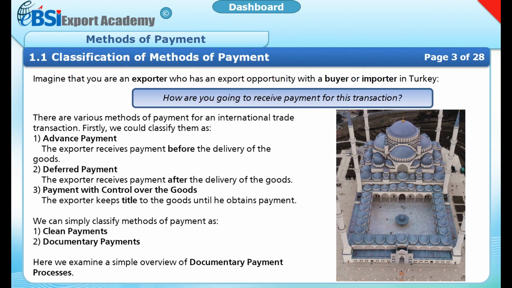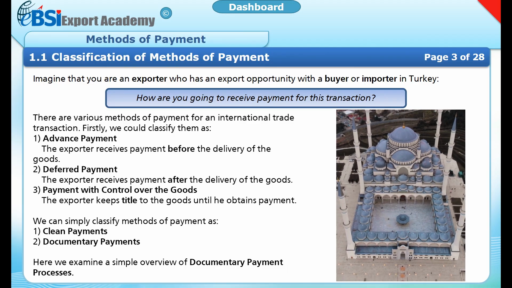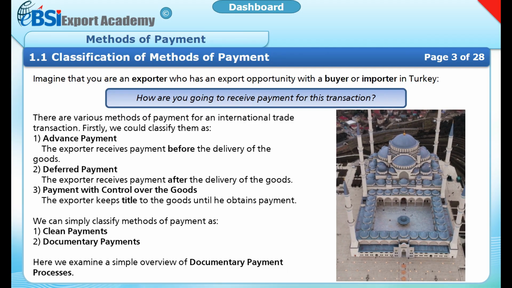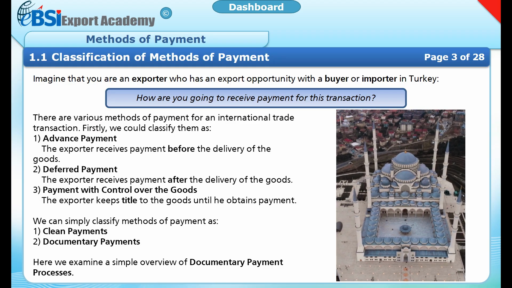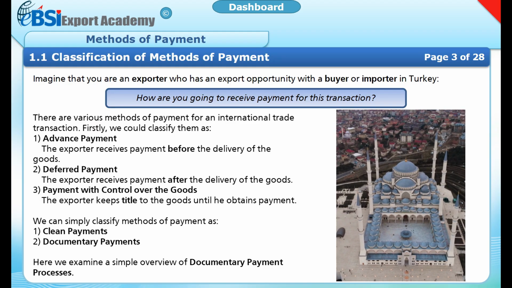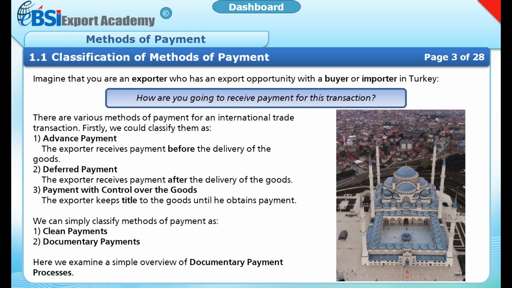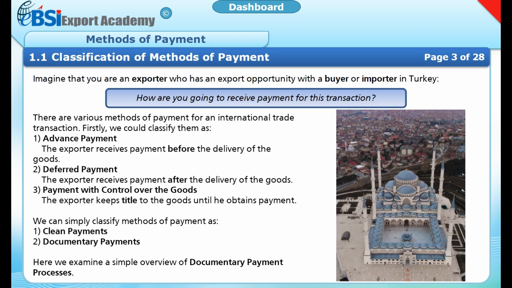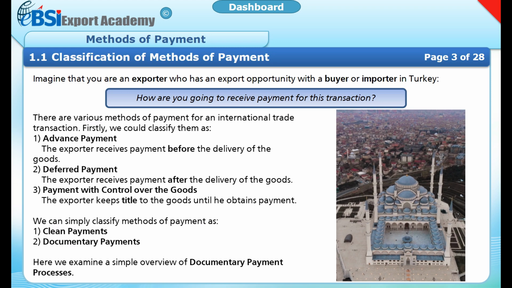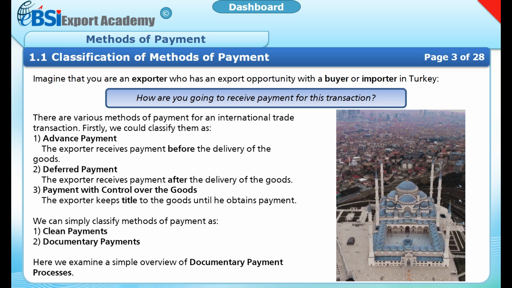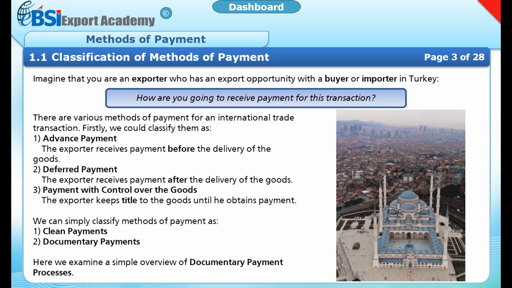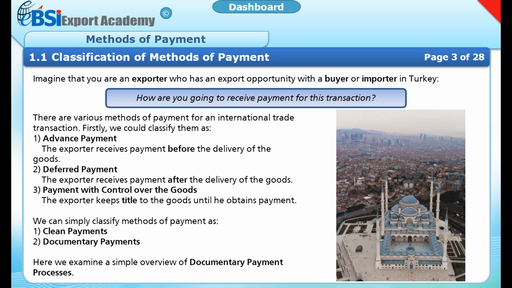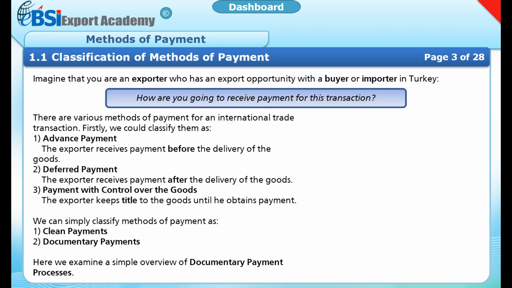Classification of methods of payment. Imagine that you are an exporter who has an export opportunity with a buyer or importer in Turkey. How are you going to receive payment for this transaction? There are various methods of payment for international trade transactions. Firstly, we could classify them as advance payment. The exporter receives payment before the delivery of the goods. Deferred payment. The exporter receives payment after the delivery of the goods.